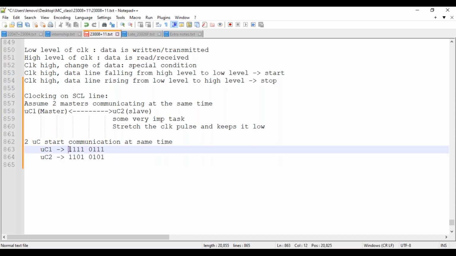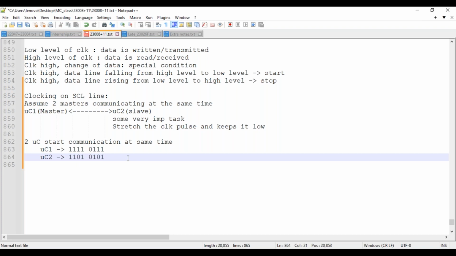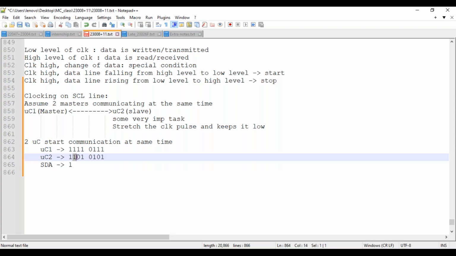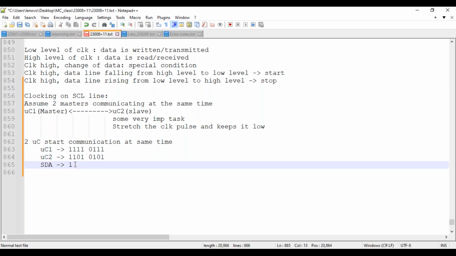Now microcontroller 1 transmits 1, microcontroller 2 also transmits 1. So 1 AND 1 on the SDA line, you get to see 1 being transmitted. Then microcontroller 1 transmits a 1, microcontroller 2 transmits a 1, 1 AND 1 will be a 1. So on the SDA line, what you get to see is a 1. Both microcontrollers assume as if it is their own data being transmitted.